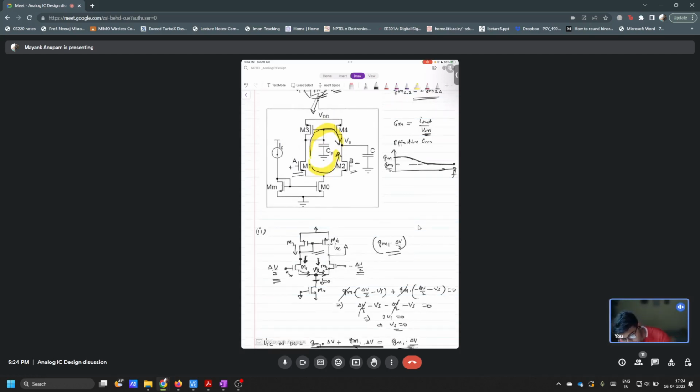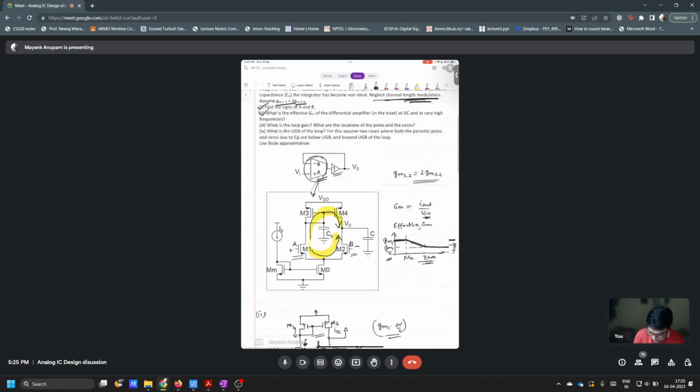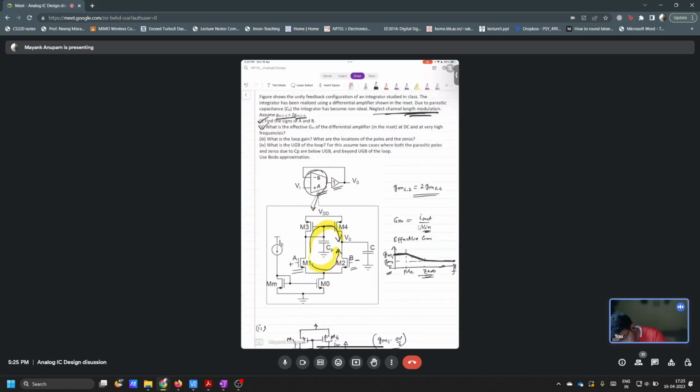Also, from this GM expression, this GM graph, you can see that at around DC, the effective GM is GM1, and at very high frequency, it becomes GM1 by 2, right? So here there would have been a pole, and here there would have been a zero, correct? So you can see it from multiple perspectives. That is what I'm trying to say. Yes. So go on. So this is also fine.